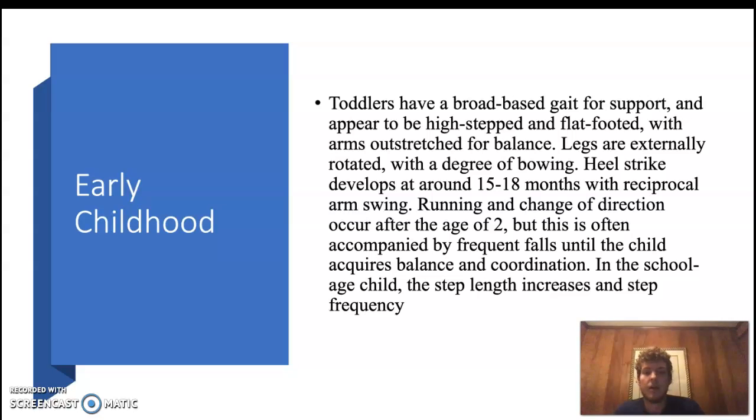So heel strike develops around 15 to 18 months with a reciprocal arm swing. Running and change of direction occur after the age of 2, but this is often accompanied by frequent falls, of course, until the child acquires balance and coordination. The in-school age child, their step length increases and step frequency, how often they take steps. This child may be 4 to 5 years old, which we get into more into the childhood phase and adolescence rather than early childhood and the toddler phase. So there's lots of differences there.